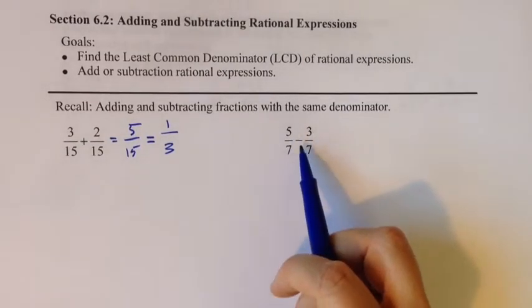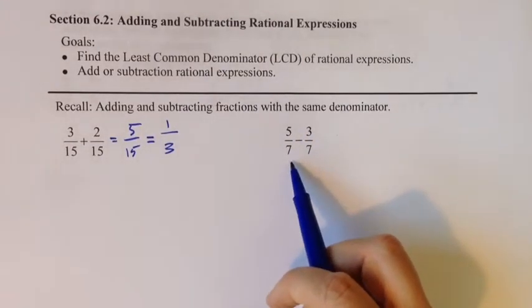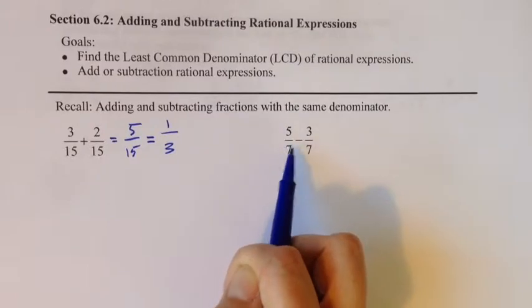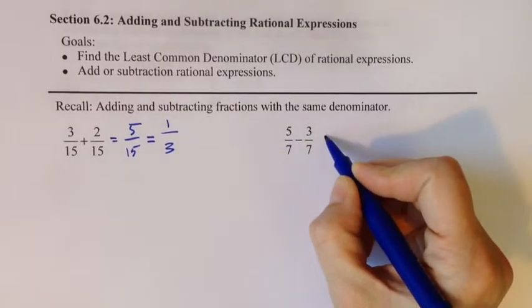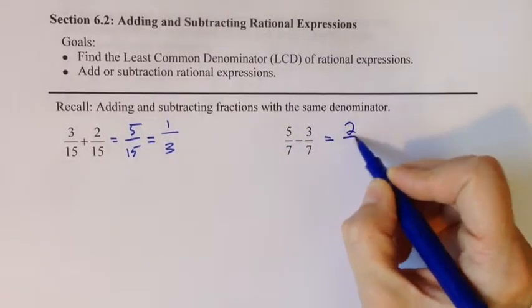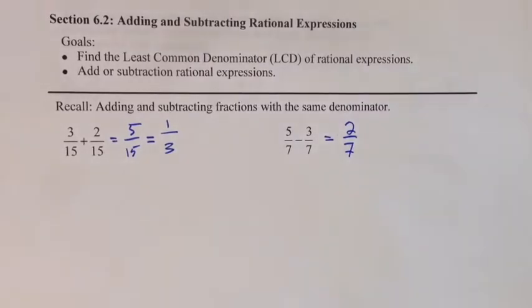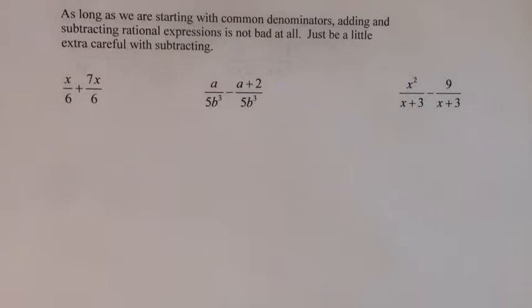I have 5/7 minus 3/7. We already have the same denominator. I've got 5/7 and I'm taking away 3 of them, so that gives me a total of 2/7. And this is a fraction that cannot be reduced, since 2 and 7 don't have any common factors. Just like with rational numbers, as long as we're starting with common denominators, adding and subtracting rational expressions is pretty straightforward. We just have to be a little careful when we're subtracting.